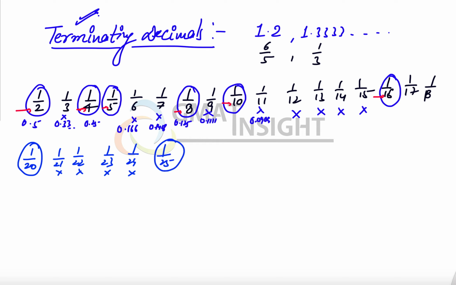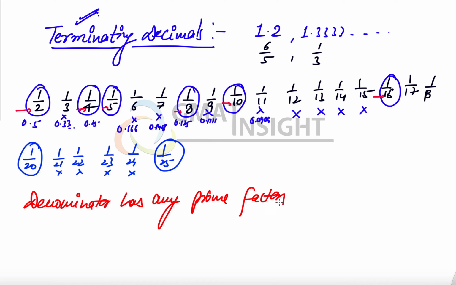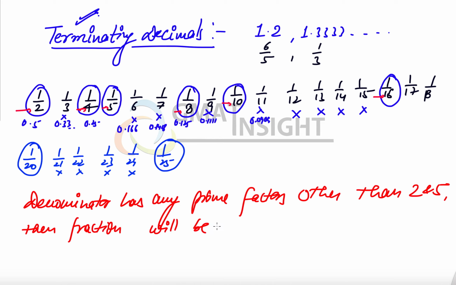That means what we are generalizing is, if the denominator has any prime factor other than 2 and 5, then the fraction will be non-terminating. So that's how we generalize the principle.